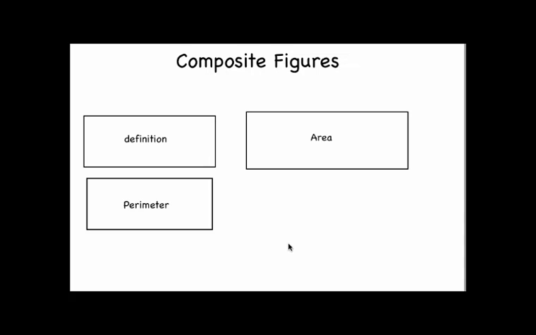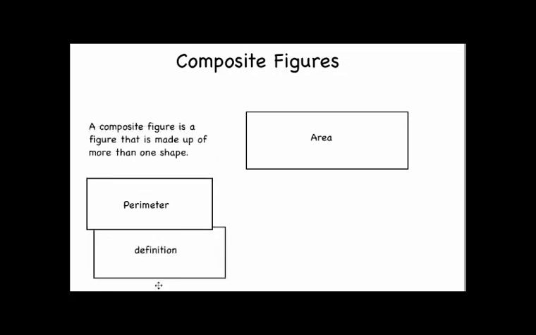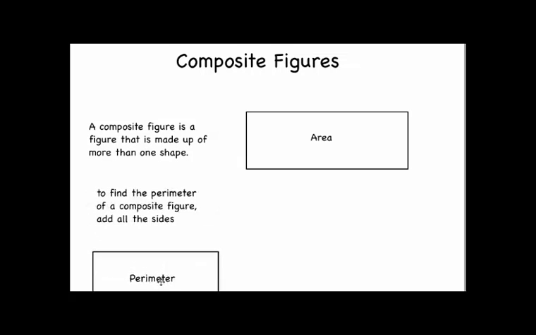Today we're going to find the perimeter and area of composite figures. Before we can do that, we must understand what a composite figure is. By its definition, a composite figure is a figure that is made up of more than one shape. So, to find the perimeter of a composite figure, we simply add all the sides.